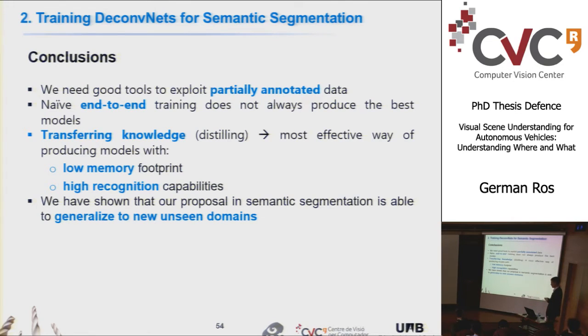And in this case, we discovered the transfer knowledge to create embedded models was a very good approach. So it's a very effective way of achieving a low memory footprint while keeping a high level of recognition. And then we have also shown that this method is actually able to generalize to new unseen domains by showing results in the qualitative dataset of the YouTube collection.